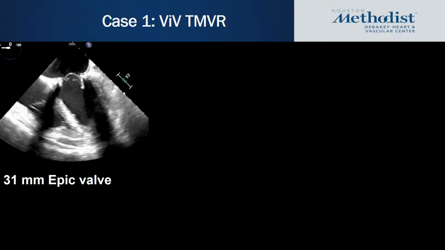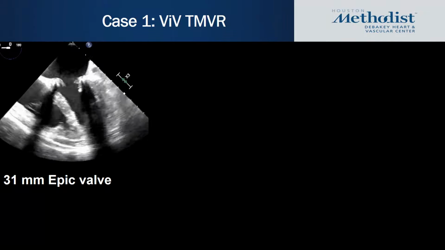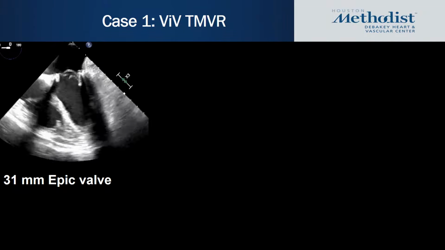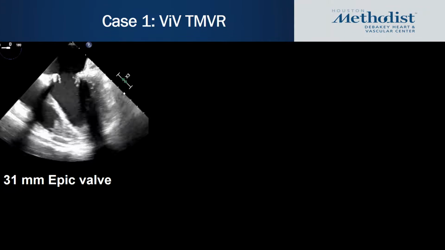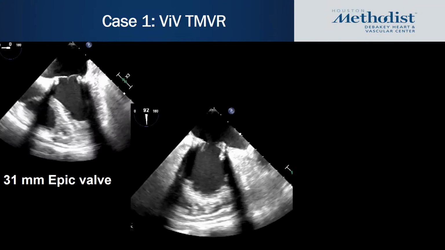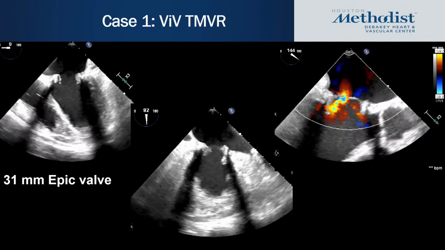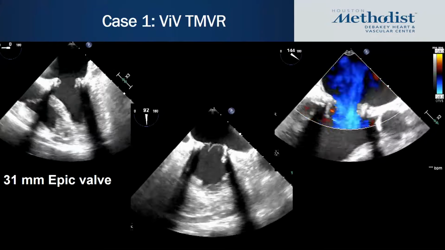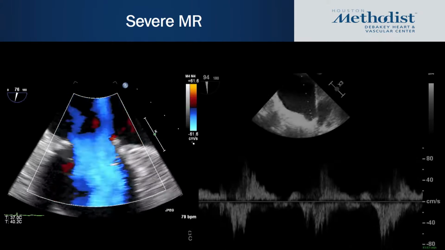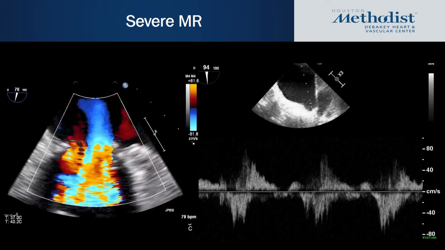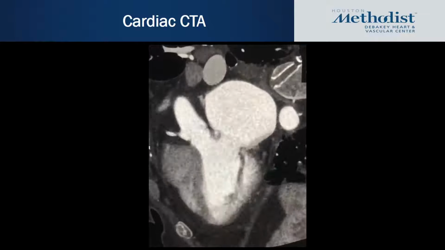The first example is that of a patient with a surgical 31 millimeter bioprosthetic Epic valve who presented with significant shortness of breath. The TTE was suggestive of significant mitral regurgitation. The patient was at a high surgical risk, so underwent TEE evaluation. This shows us that there's a flail leaflet, bioprosthetic leaflet, resulting in severe mitral regurgitation. So this is a case of mitral prosthetic valve dysfunction. Again, severe mitral regurgitation, and if you interrogate the veins, then you can appreciate the systolic reversal. The patient also underwent cardiac CTA for procedural planning.